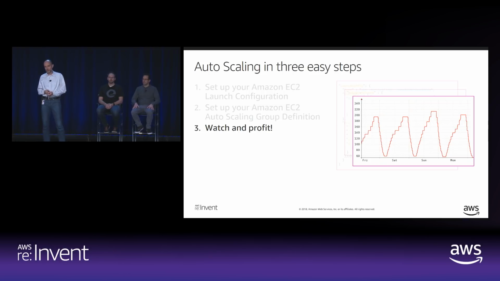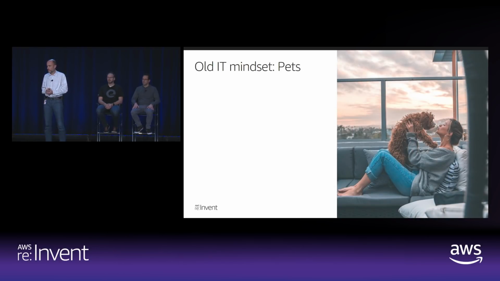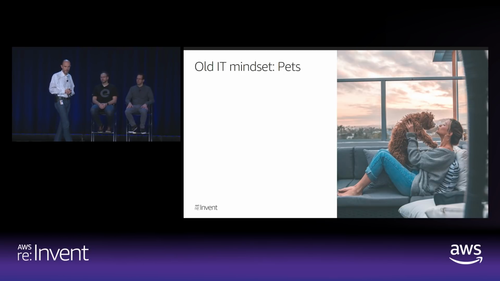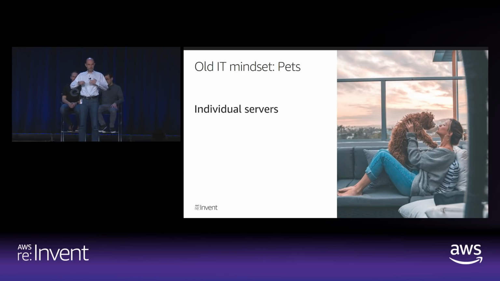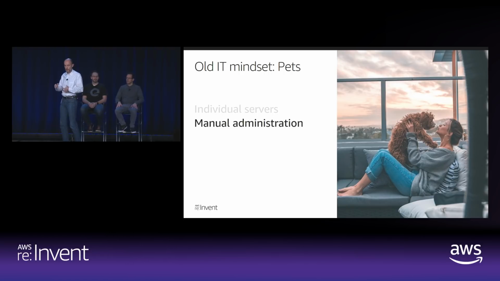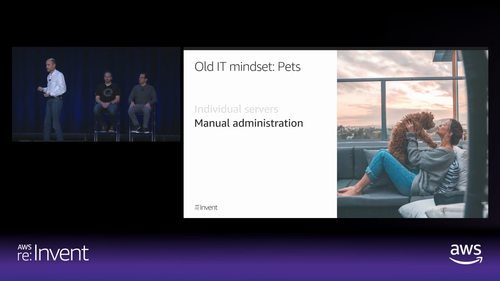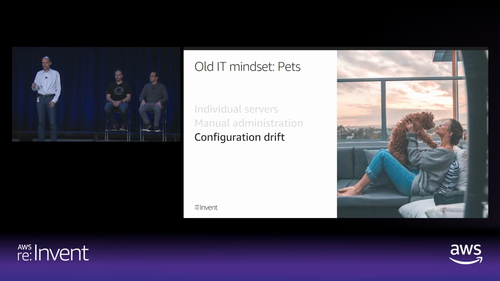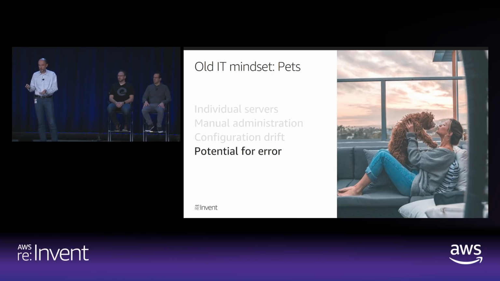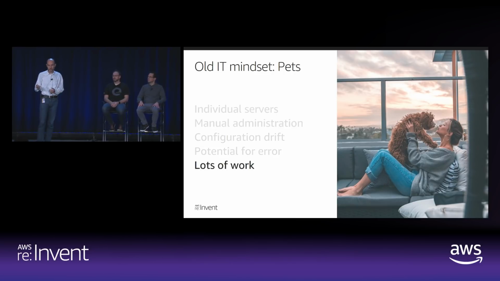And the key takeaway here is, in the old IT, we used to love our machines. We treated our machines like pets. We gave them names, and we treated them like individual servers. Every server was its own individual thing. We did a lot of manual administration, and that also could lead to configuration drift. I mean, you log into the instance, you fix something, and many times this doesn't get documented. So by doing all that manual administration, there's also potential for error, which creates a lot of work, actually.